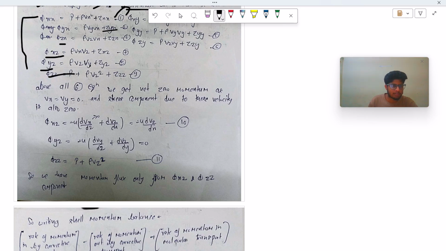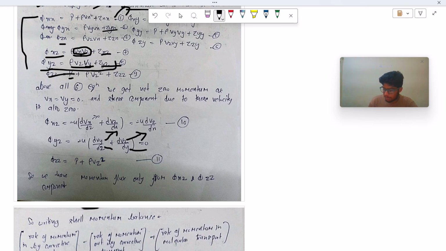φxz: z momentum, x velocity. Basically, this means z momentum transferred in x direction. This is written as ρvxvz plus τxz. As vx is 0, this term will be 0, and only this term will remain. And φyz: in this also vy is 0, so this term will be 0, and τyz, which we write here as minus μ into dvy by dz plus dvz by dy. There is no velocity in y direction, so this will be 0, and there is no change of z velocity in y direction, so this term will also be 0. So we get φyz equal to 0, and φzz.